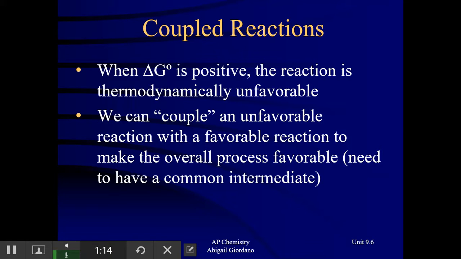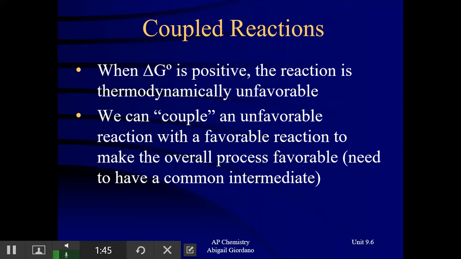Now, you can't just pick any reaction you want to couple to this unfavorable one. You have to pick a reaction where they have a common intermediate. Let's review that term, guys, back from kinetics when we looked at reaction mechanisms. An intermediate was a product in one reaction and then was consumed as a reactant in a subsequent step.